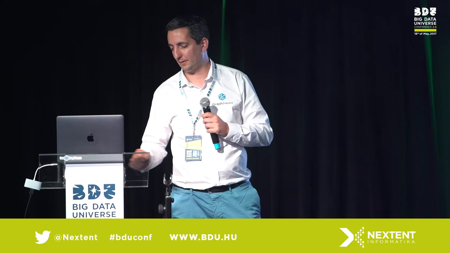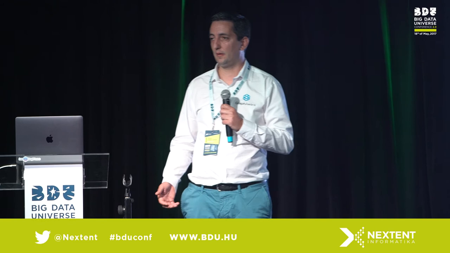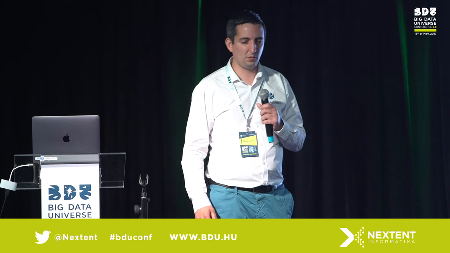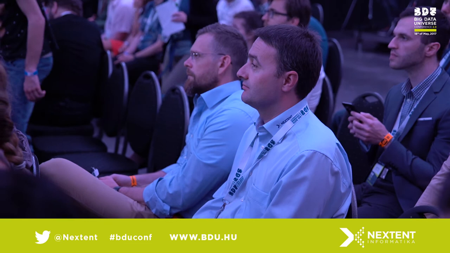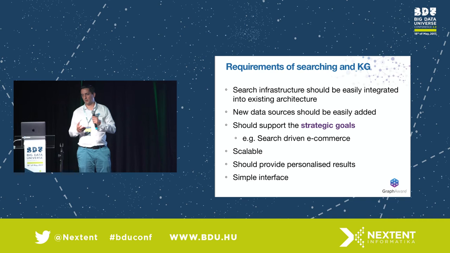How to do that? So the first idea, go to Stack Overflow and ask the others how to build a knowledge graph. It's cool. You can get a lot of inspiration, you can get answers, and mainly they said Google do it better. Yeah, that's true. But we should build our own knowledge graph. So what are the requirements of a good knowledge graph and search infrastructure?